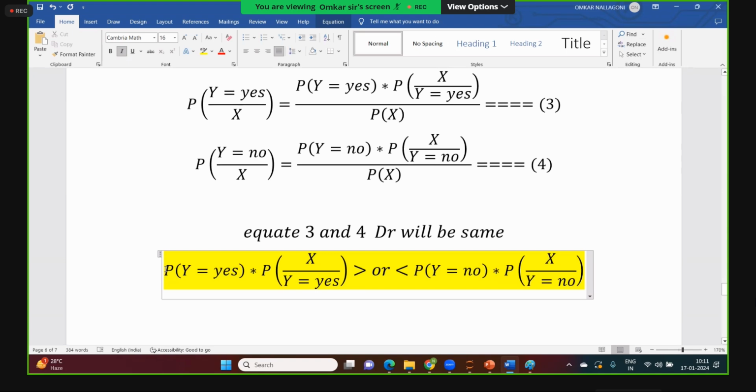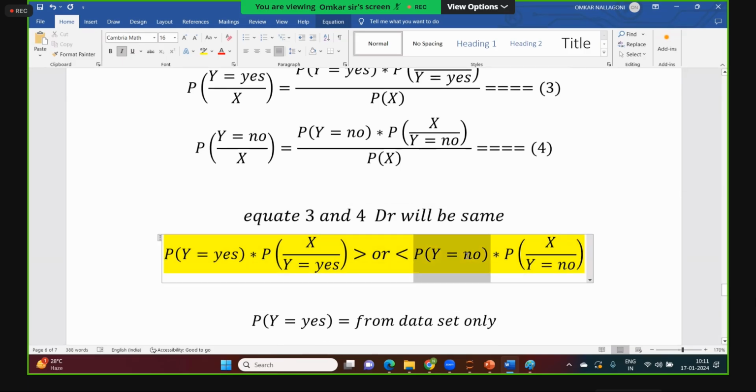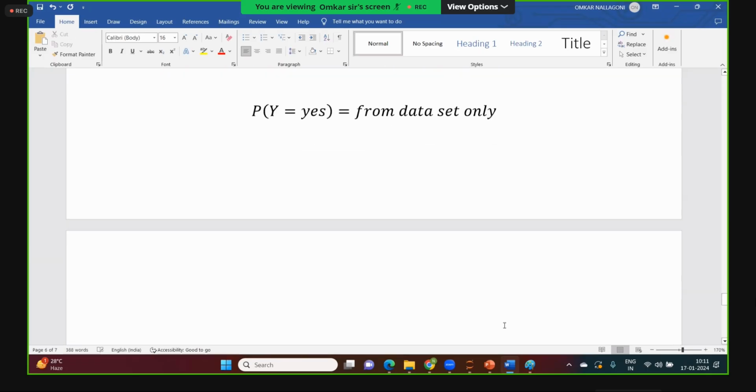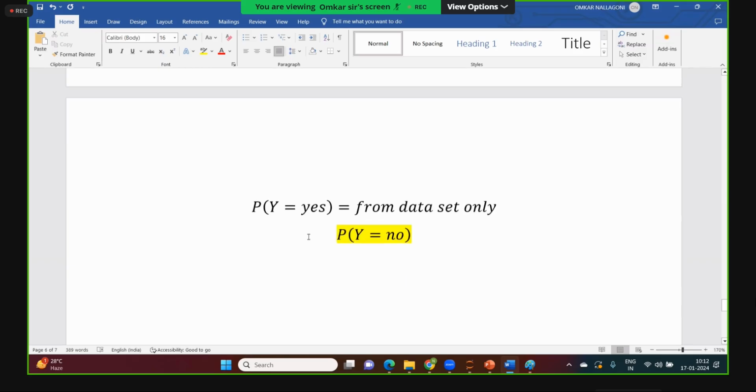Now, in order to find this, what do you need? Four things now. You require P of Y equal to yes. This you will get from the data set only. Similarly, P of Y equal to no. This also you will get from the data set only. What is P of Y equal to yes meaning? Tell me. Out of total observations, how many are yes? Similarly, out of total observations, how many are no? This also you will get from data only.